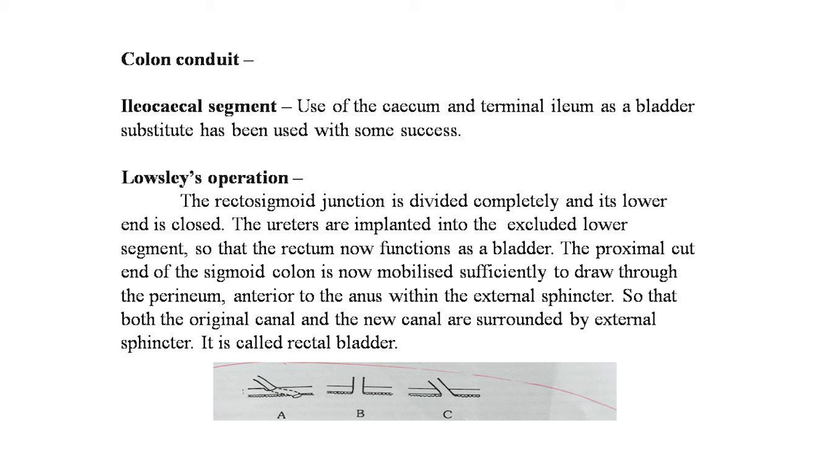The proximal cut end of the sigmoid colon is now mobilized sufficiently to draw through the perineum anterior to the anus within the external sphincter, so that both of the original canal and the new canal are surrounded by the external sphincter. It is called the rectal bladder.